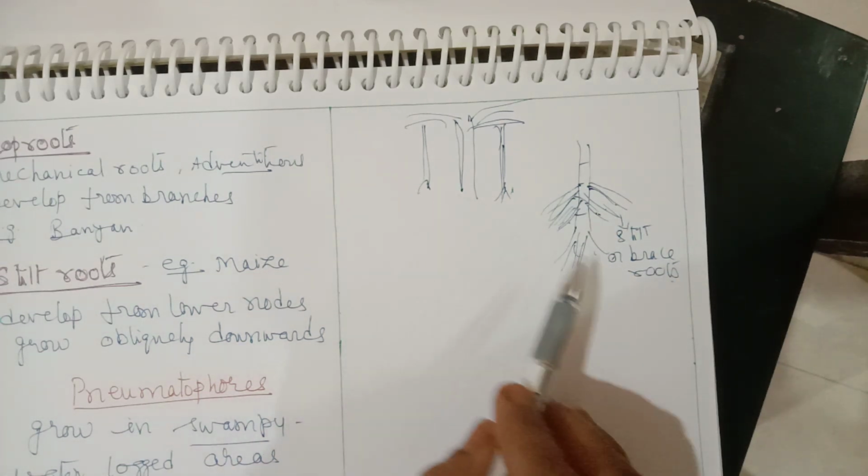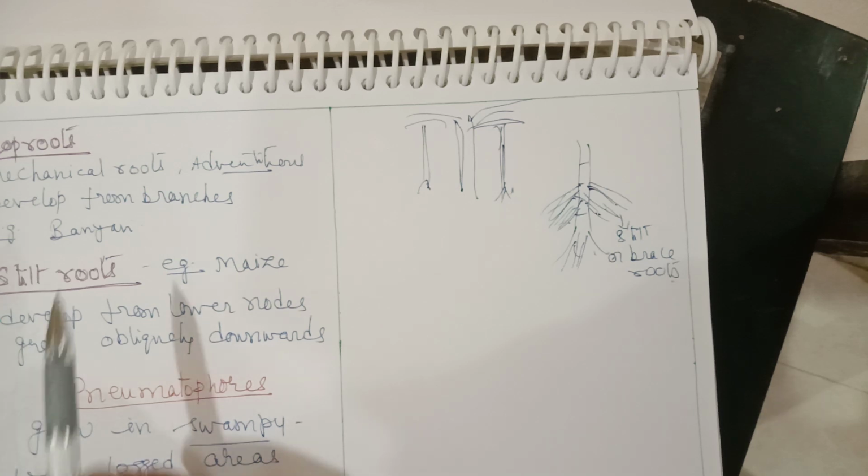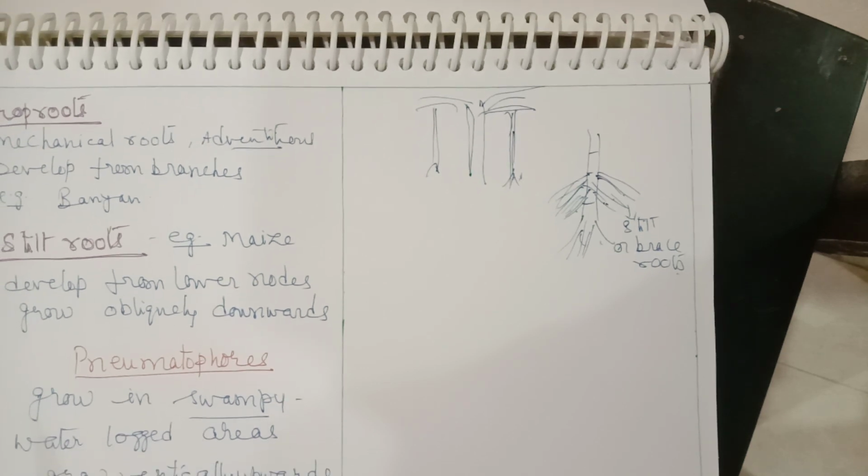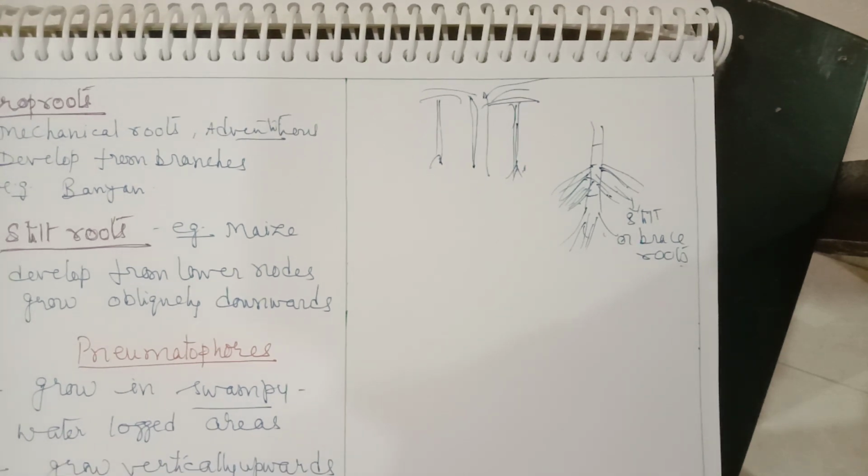So both these are for mechanical support. So these are called mechanical roots: prop roots and stilt roots. Now another type of roots is called pneumatophores. These pneumatophores develop for a physiological function. They help in exchange of gases, or they help in the oxygen supply.